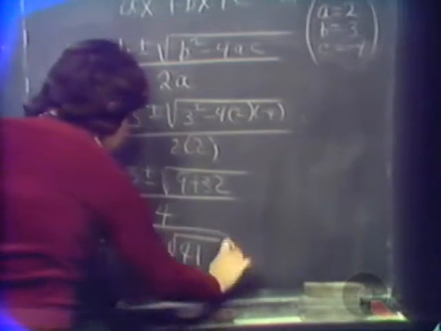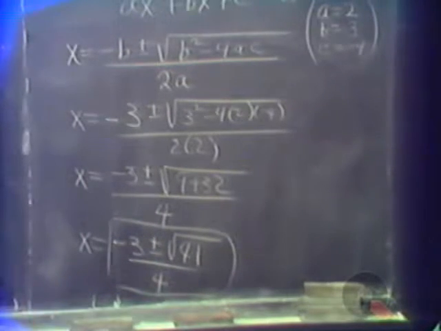And you have two answers, therefore: minus 3 plus the square root of 41 over 4, and minus 3 minus the square root of 41 over 4.